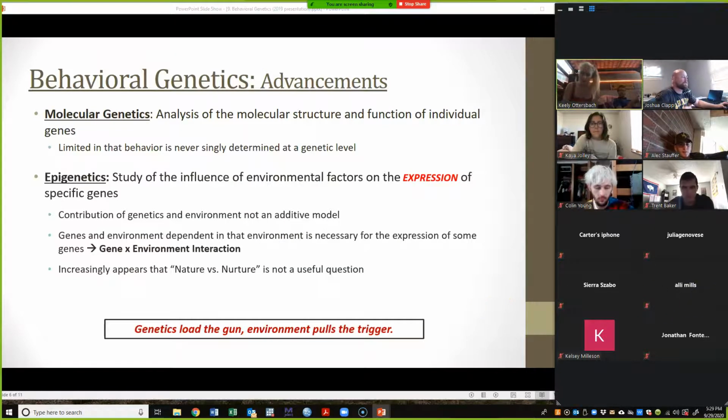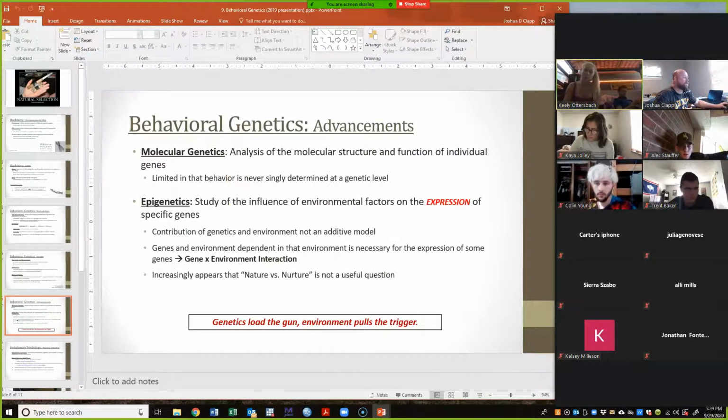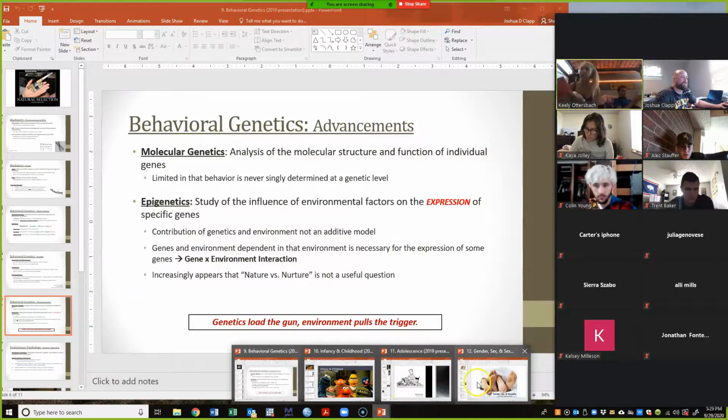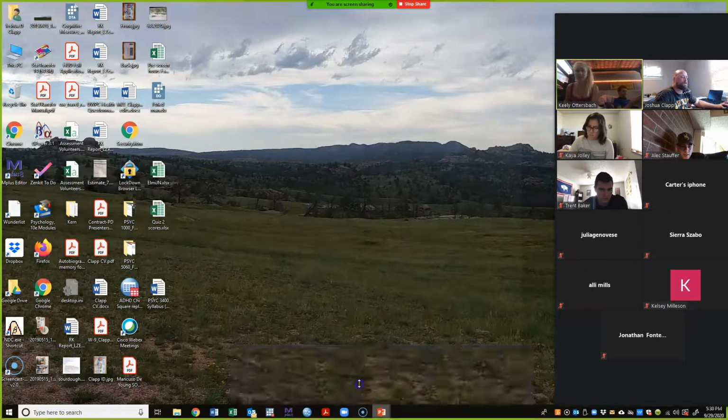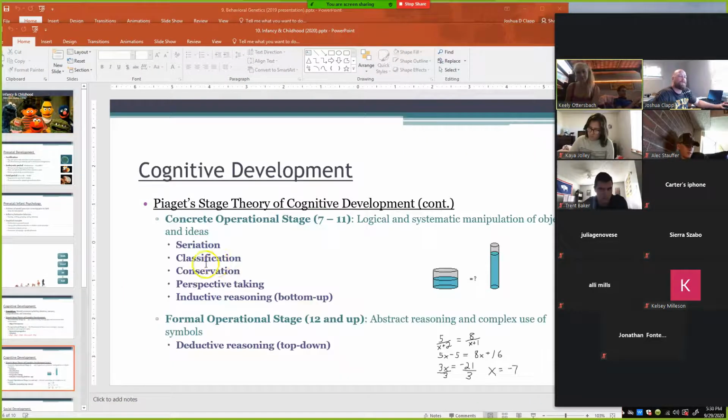So in social development, we were talking about the styles like secure, avoidant. Would a child who's more avoidant be at greater risk to be classified as special needs? Could be.